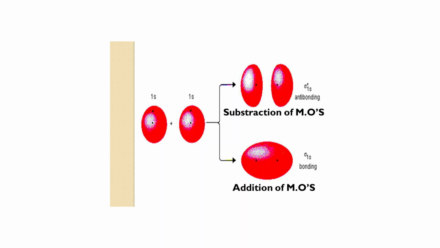Then how is sigma star 1s formed? See the slide. A 1s atomic orbital is subtracted from another 1s atomic orbital by antibonding molecular orbital. Through subtraction, we get sigma star 1s. That is, by BMO, the addition of the wave functions of the 1s orbitals of two atomic orbitals, we get sigma 1s, the molecular orbital. By subtraction of two atomic orbitals, that is AMO, we get sigma star 1s. That is the antibonding molecular orbital.